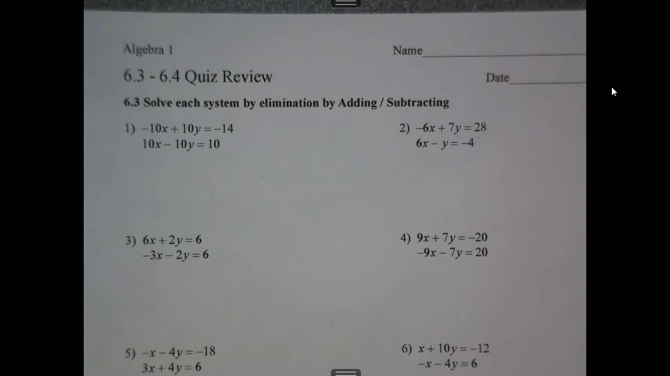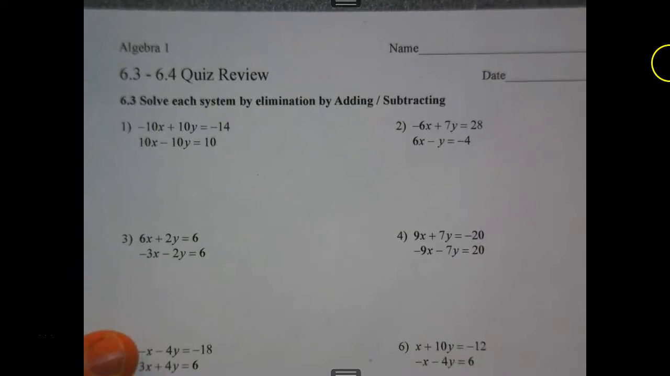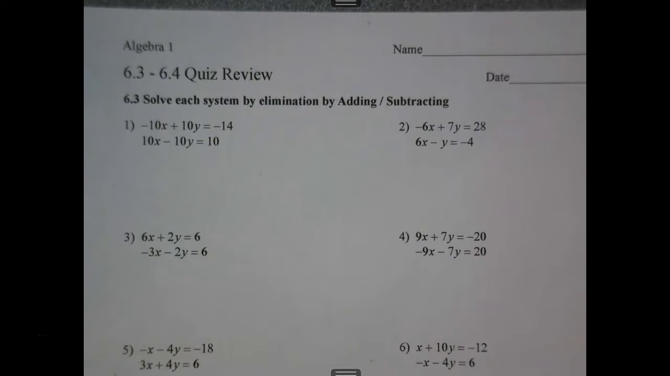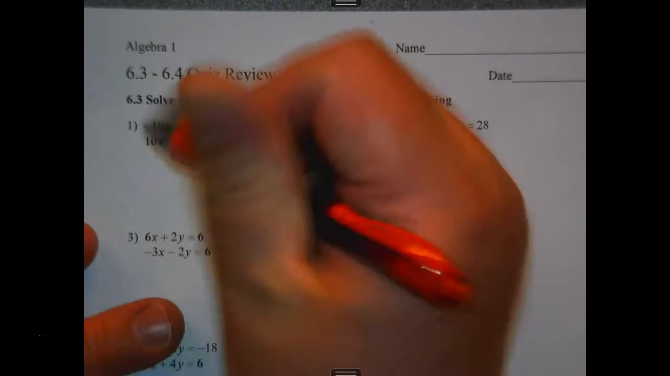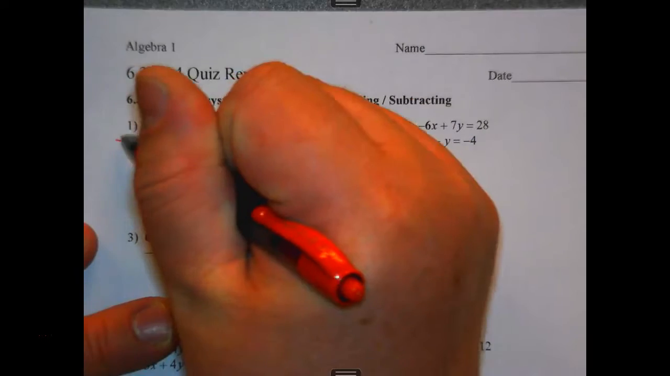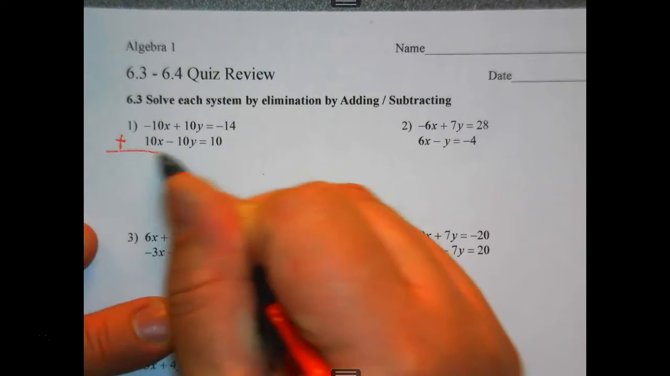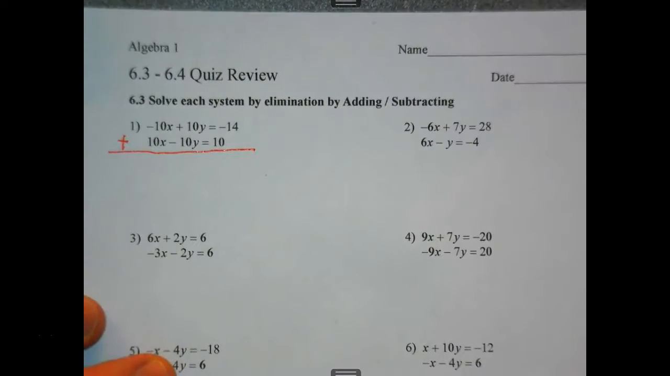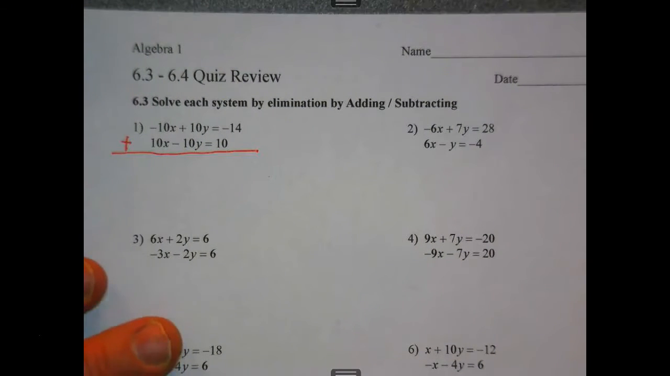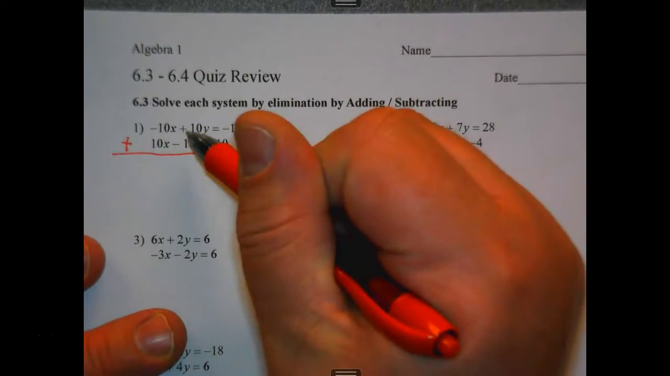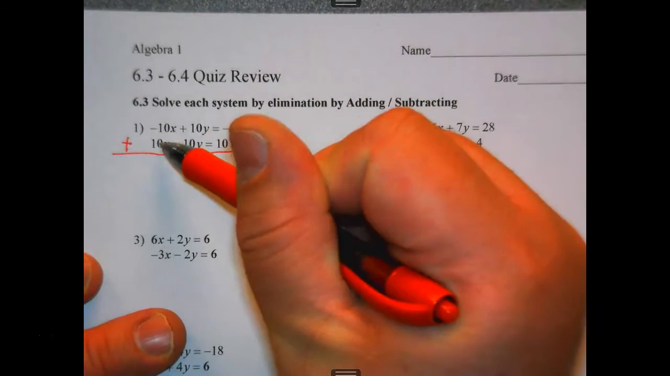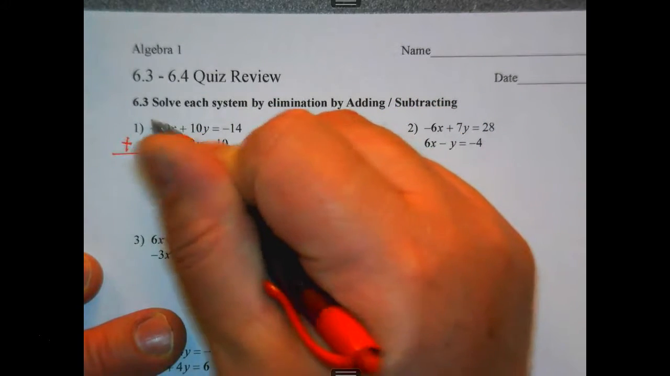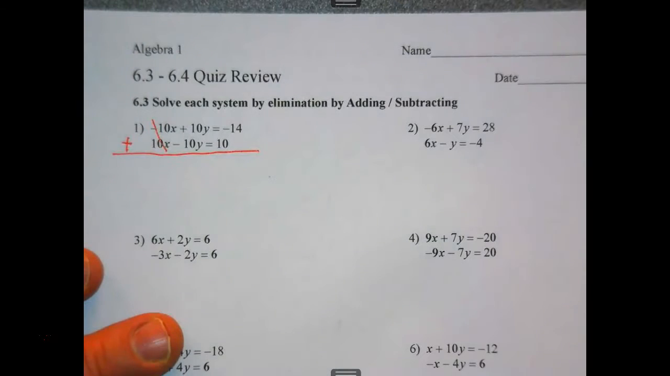We started solving systems of equations by elimination, right? And we started off pretty easy, where you just add the two equations together. Because when I add the two equations together, one of the variables eliminates, hence the name. And then in number one, negative 10x plus positive 10x eliminates to 0. You can put a 0 there if you want.